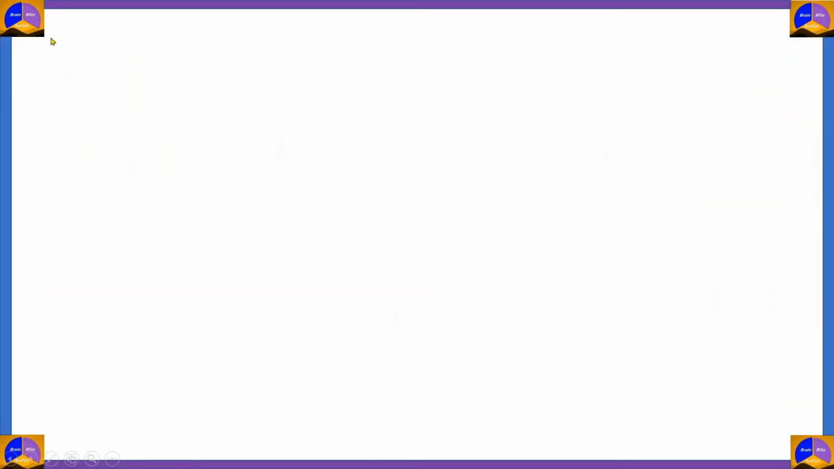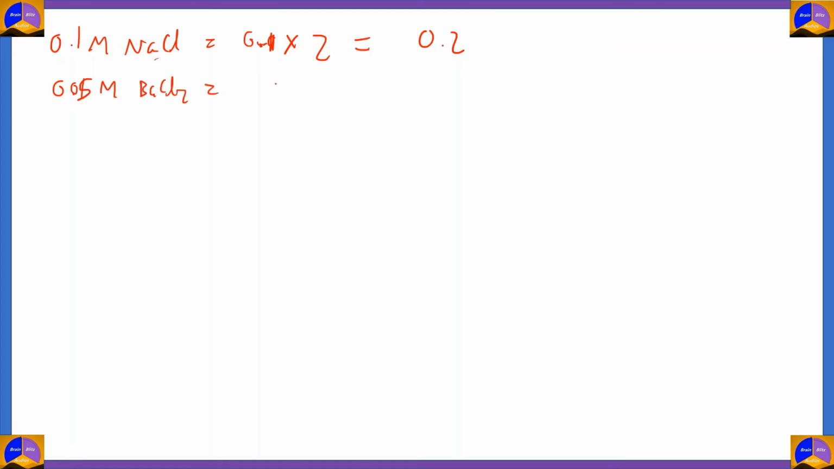Let's look at option B in a similar way. So that is 0.1 molar NaCl. That is 0.1 into NaCl has just one Na and one Cl. So that's 2 in the formula. So the value will be 0.2 for osmotic pressure. If you look at 0.05 molar BaCl2, we find that it's 0.05 times 1 Ba 2 Cl, so that's 3, so we get 0.15. Again, these are not equal, so this is incorrect.